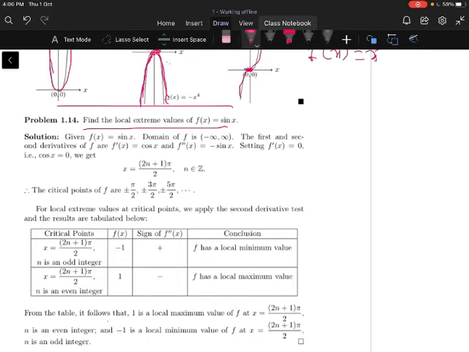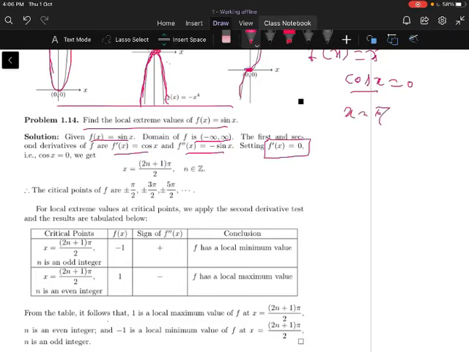Find the local extreme values of the function f of x equal to sin x. The domain of this function is minus infinity to plus infinity. The given function is f of x equal to sin x, f dash of x is cos x, and f double dash of x is equal to minus sin x. Let us find the critical points by setting f dash of x equal to 0. So we take f dash of x, which is cos x, equal to 0.